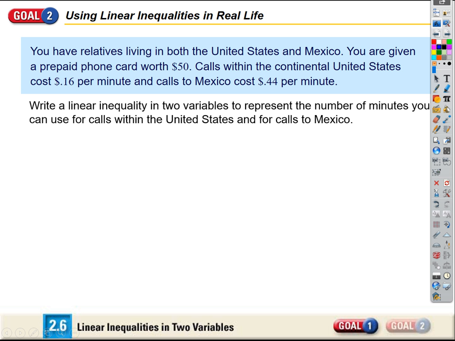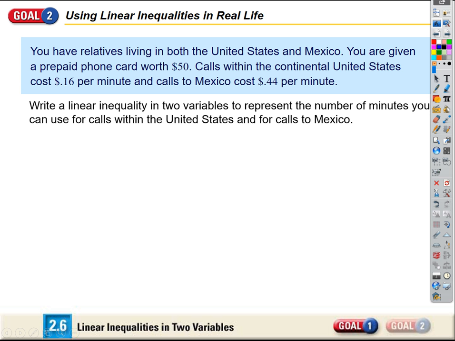So we want to write a linear inequality to represent the number of minutes you can use for calls within the United States and Mexico. And it's going to vary, obviously, isn't it? Like if you used all the money for calls in the US, you're gonna be able to talk for a lot more minutes than if you used all the money to make calls to Mexico, right? But in reality, maybe it's gonna be some mix in between. So how could we represent that?